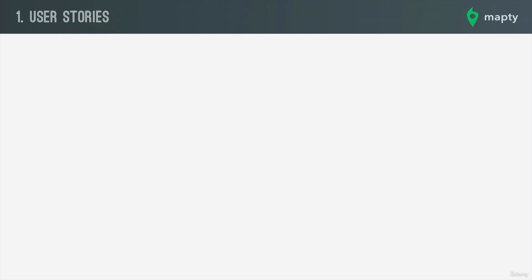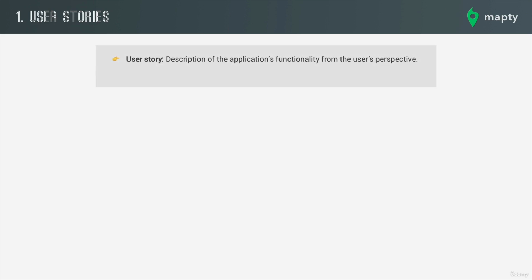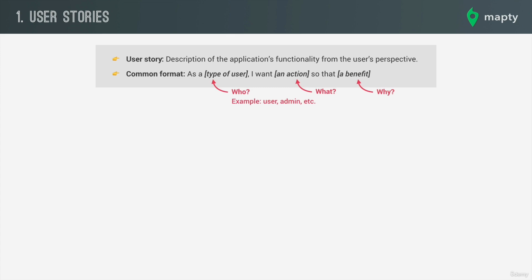And we start with the user stories. And remember, a user story is essentially a description of the application's functionality from the user's perspective. And all user stories put together provide a clear picture of the application's whole functionality. Now, there are multiple formats in which we can write user stories, but the most common one is to write sentences with this format. So, as a certain type of user, I want to perform a certain action so that I can get a certain benefit. And so this format of the user story answers the question who, what, and why.